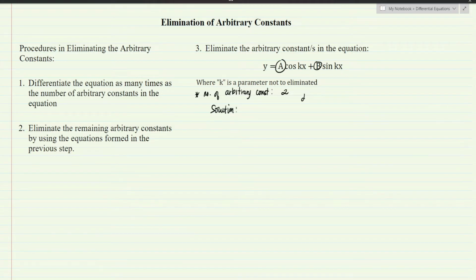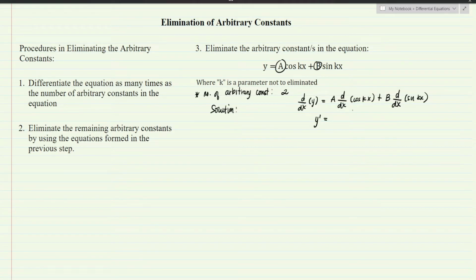So I will start with the first derivative. So let's get the derivative of y, then equate it to, for the first term here on the right side of the equation, I will factor out a, then get the derivative of cosine kx. Then for the third term here on the equation, I will factor out b and get the derivative of sine kx. On the left side of the equation, derivative of y is just y prime.